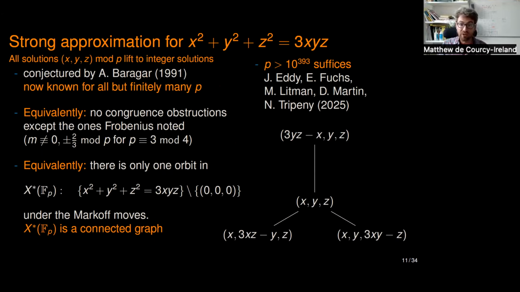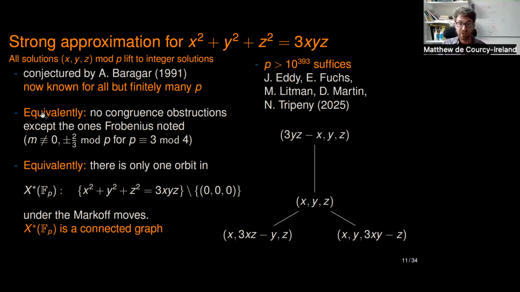So the recent development in this subject is strong approximation. All solutions mod p lift to integer solutions. This was conjectured by Arthur Baragar in his thesis. It's now known for all but finitely many p, and quantitatively, it's enough for p to have a few hundred digits for these methods to kick in. So that's been published earlier this year by Eddy, Fuchs, Litman, Martin, and Tripeny.